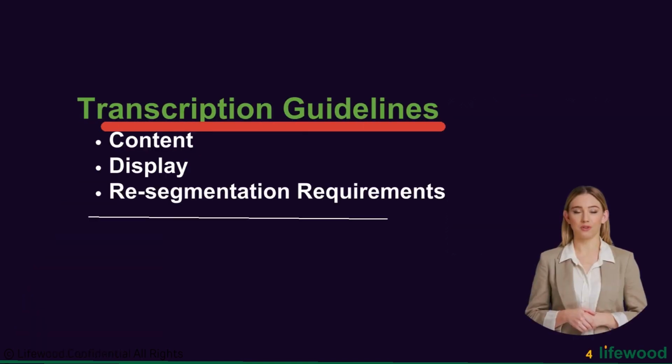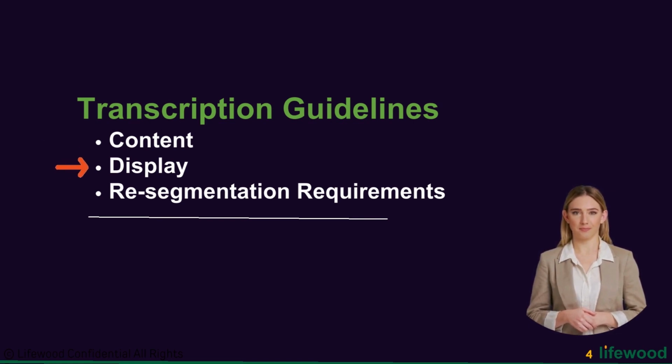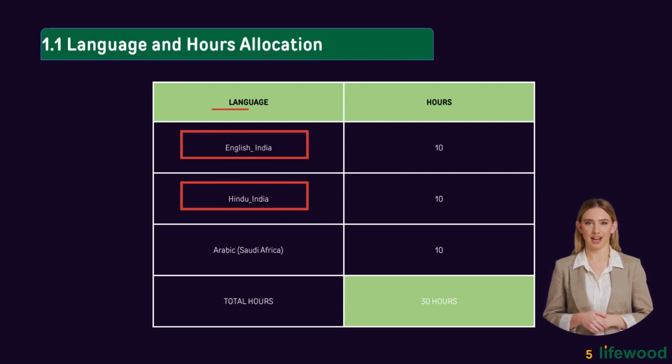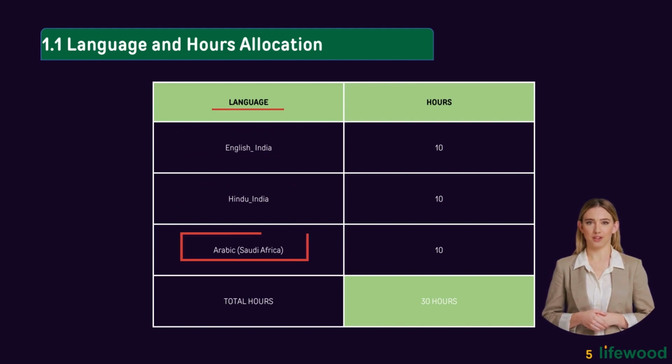For transcription guidelines, we have the following: content, display, and resegmentation requirements. First, we have the language and hours allocation for this project. For the language, we have English and Hindi from India and Arabic from Saudi Arabia. Each language specified on the table only requires 10 hours, with a total of 30 required hours for this project.